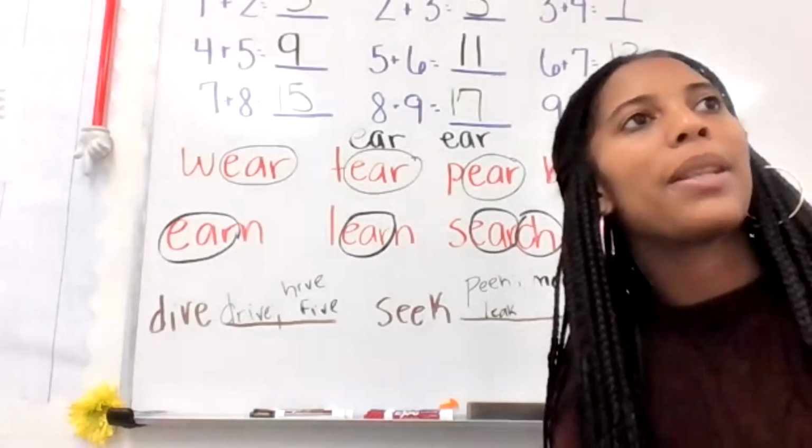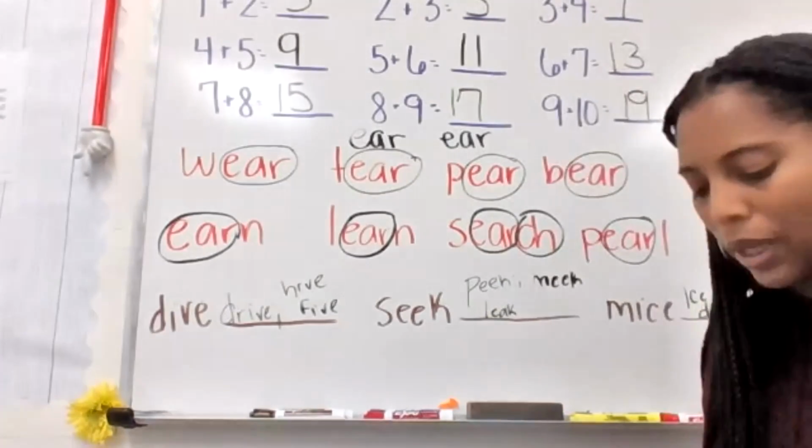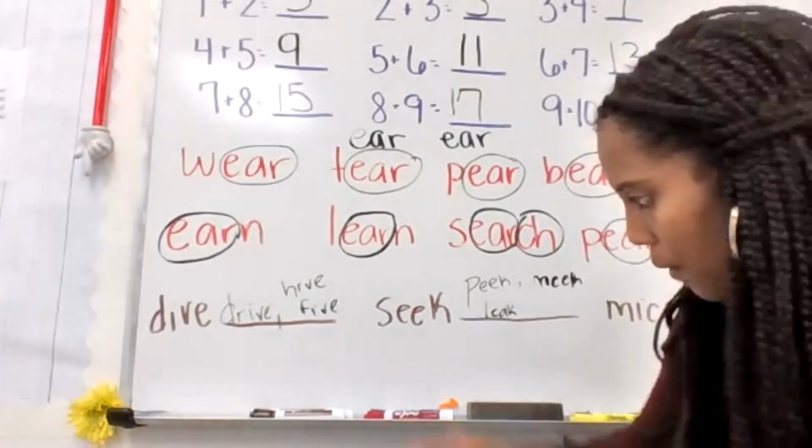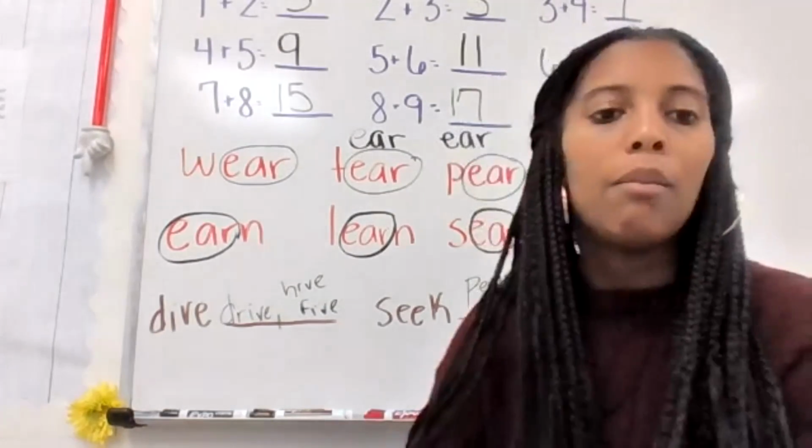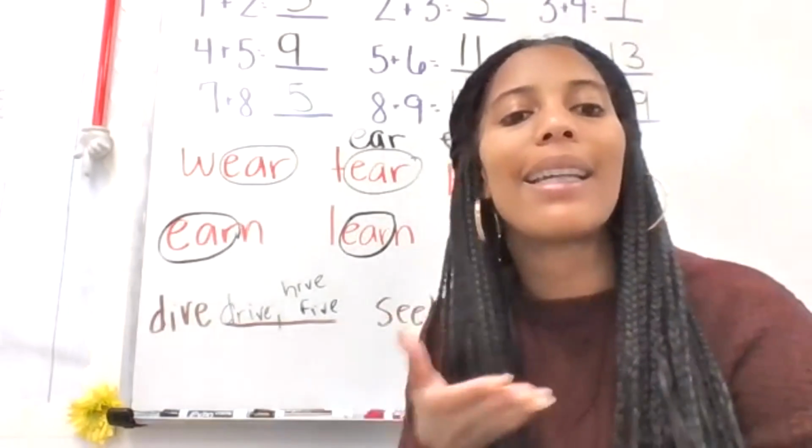So rhyming words, remember, they have to have the same ending sound, what you hear at the end of the word, at the back of the word. They don't have to start with the same letter. A lot of times they won't, but it's what you hear in the end, the ending sound.